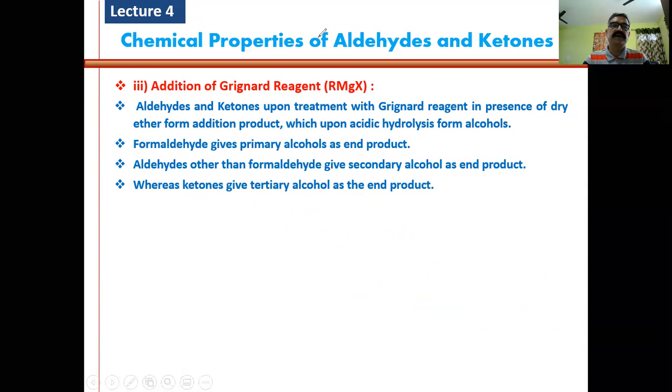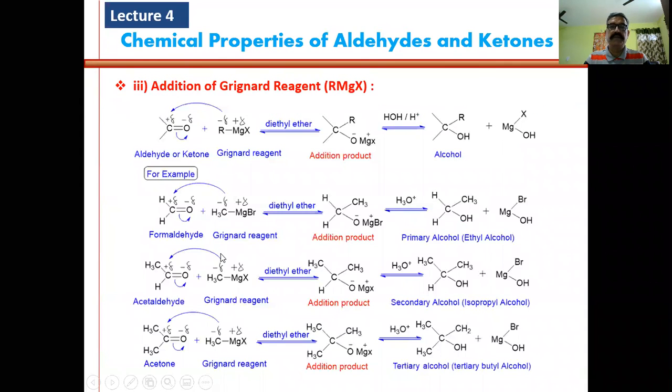For example, देखिए, addition of Grignard reagent, RMgX to aldehydes and ketones. This is the general reaction. RMgX in presence of diethyl ether, we get addition product. This upon acidic hydrolysis gives the alcohol. O negative, H positive, we get alcohol. Plus क्या बनेगा? MgX positive and OH negative.